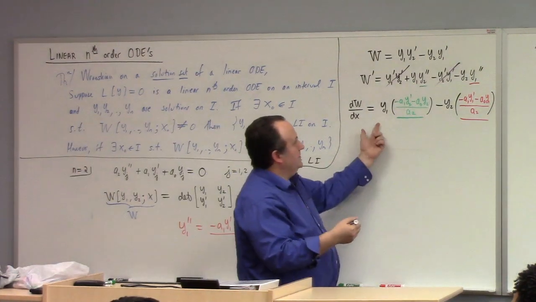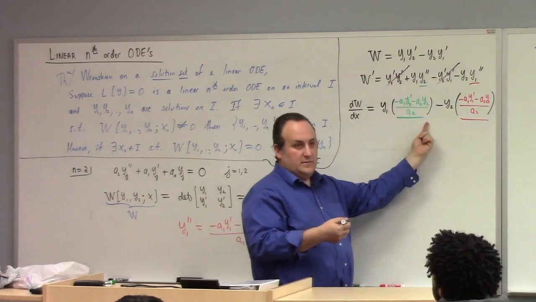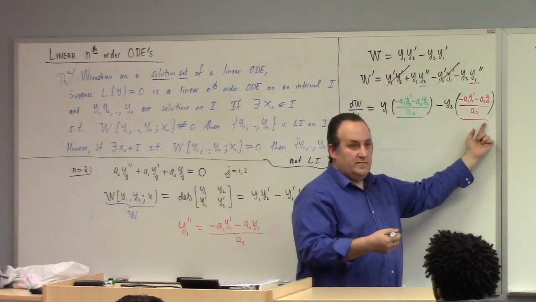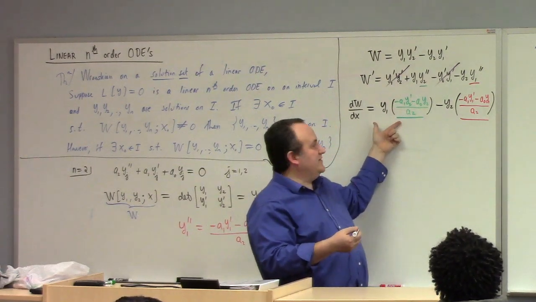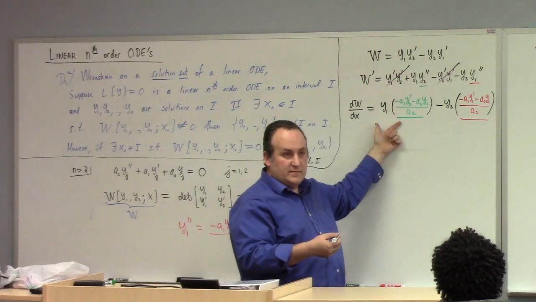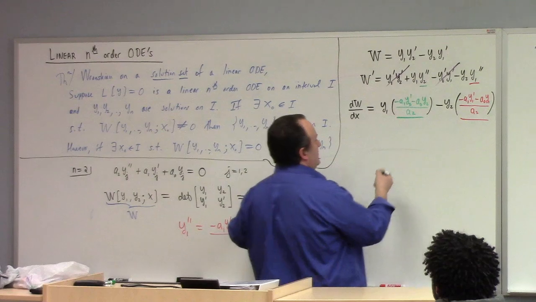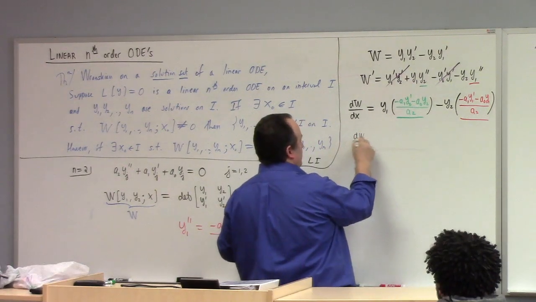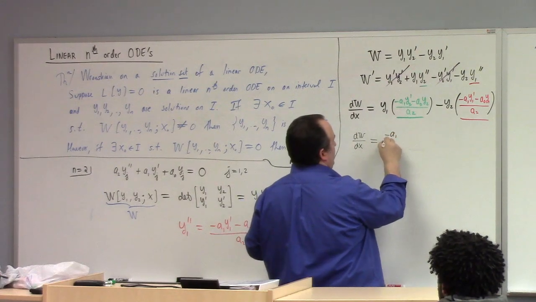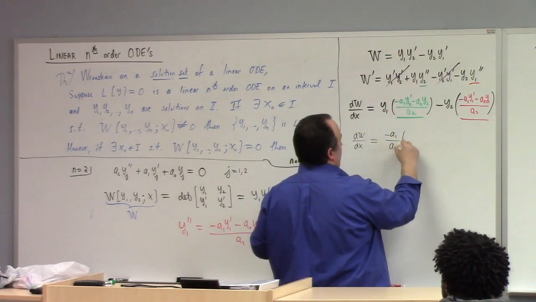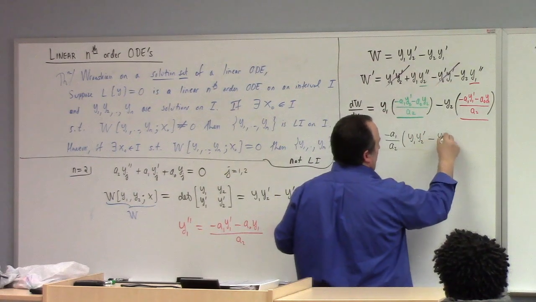So then what? Does anything cancel? Look at this. We got a y1, y2, and we got a y2, y1. They're both bearing the coefficient of a sub 0 over a sub 2, right? Those be canceling. And what have we got? Looks like we got dW dx is equal to minus a1 divided by a2, parentheses y1 y2 prime minus y2 y1 prime.